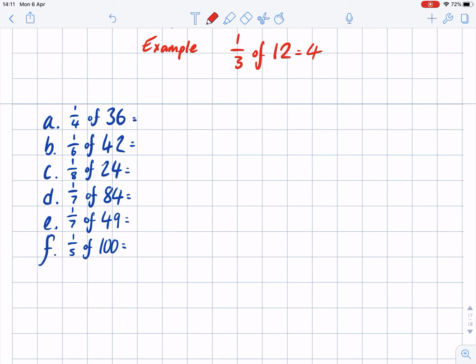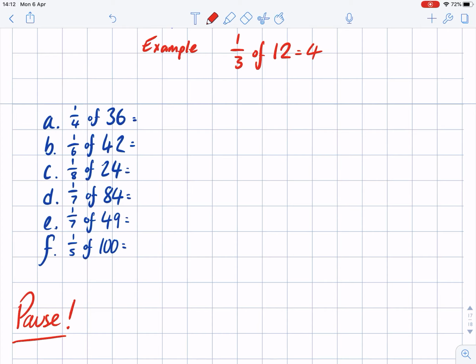Okay, so pause now, please. Work through these answers. So for this first one, you're going to ask yourself how many 4's are there in 36? And that's your answer because, like I said, you're multiplying by 1. So whatever the answer is will stay the same when you multiply by 1. So pause now and then press play when you're ready to go through the answers.